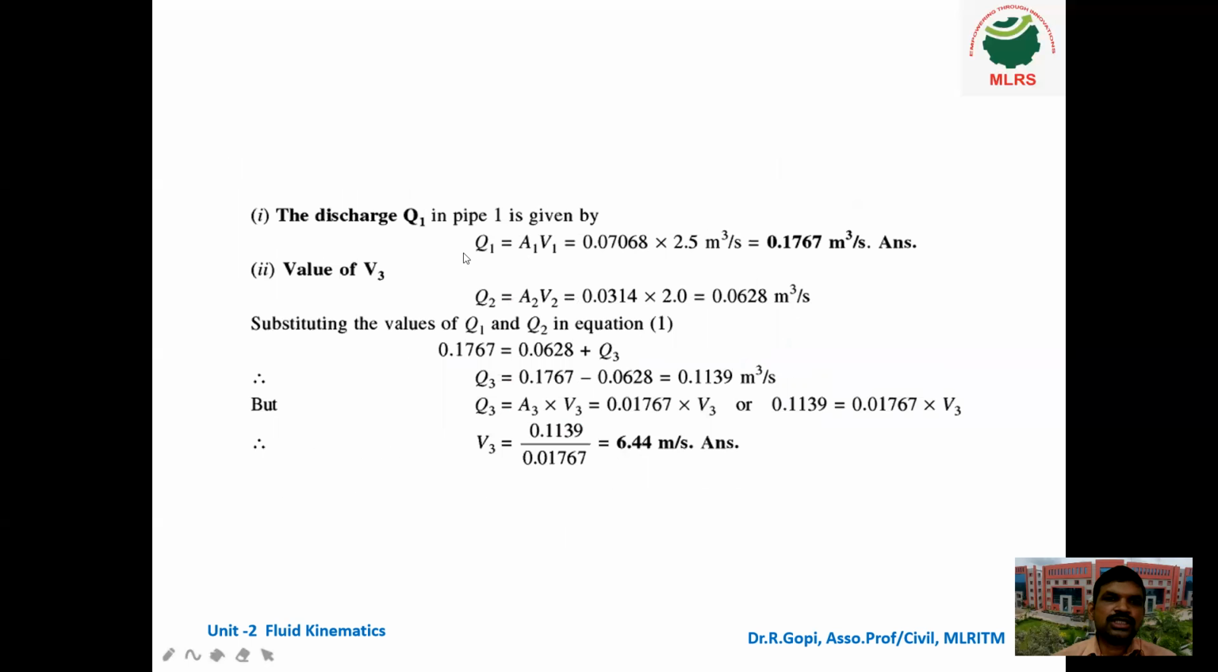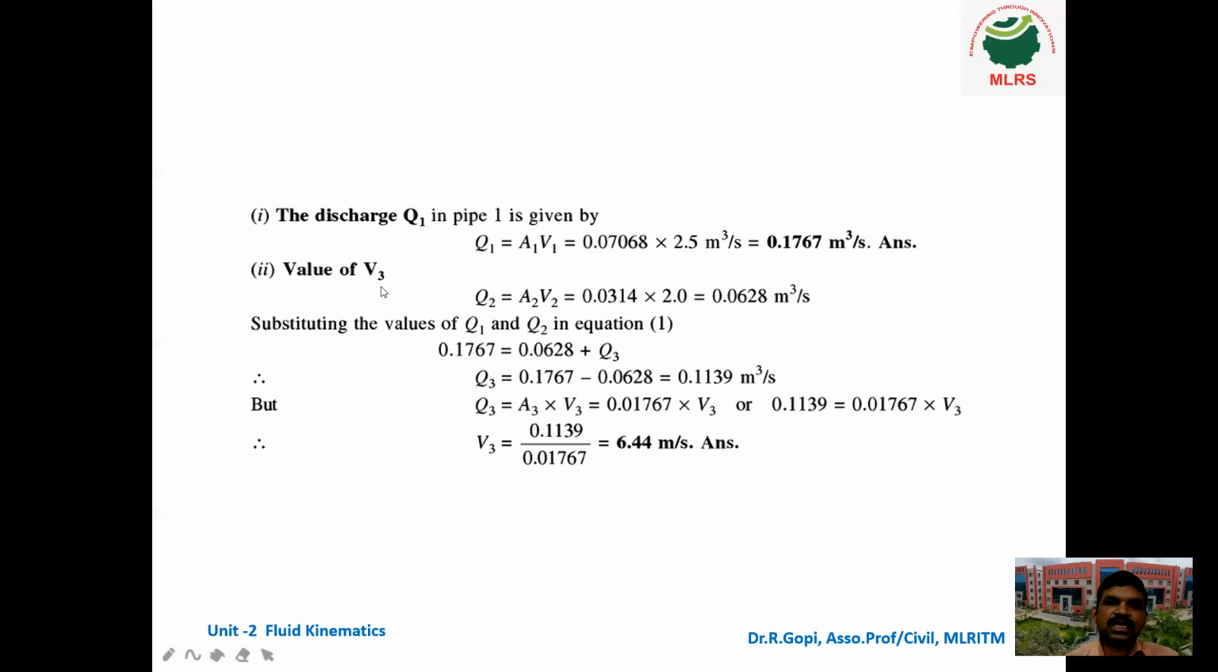So next, first question, what they asked: Q1, what is the discharge in the main pipe? What is the formula? As per our discharge formula, Q1 is equal to A1 into V1. Here A1 we already calculated, V1 also they given in the question. So simply substitute those values, we can get the answer in terms of meter cube per second. This is the discharge in the main pipe.